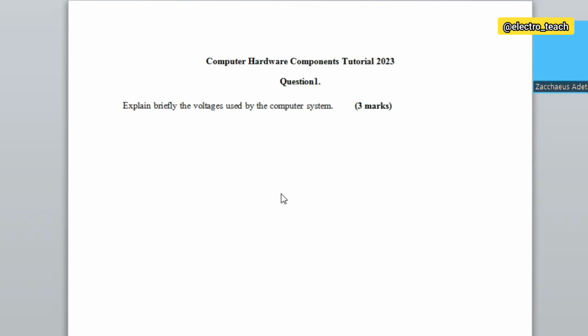So let's look at the questions. This is the first question on the screen that we are looking at. It says, explain briefly the voltages used by the computer system. That hands you 3 points.